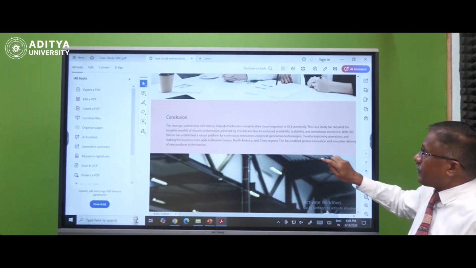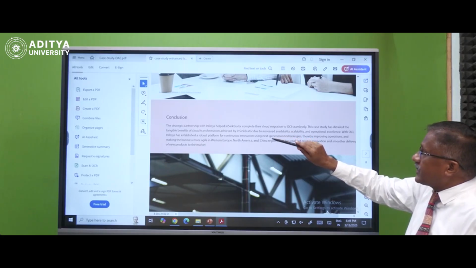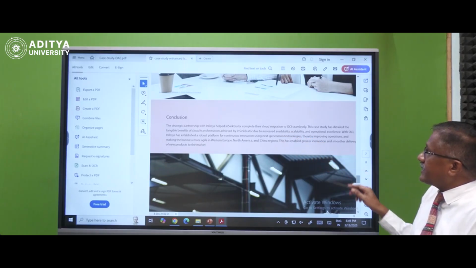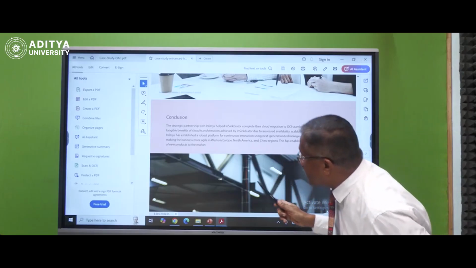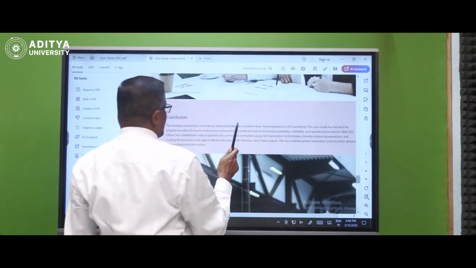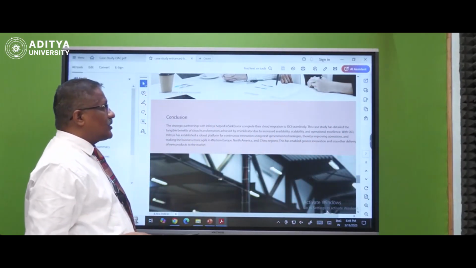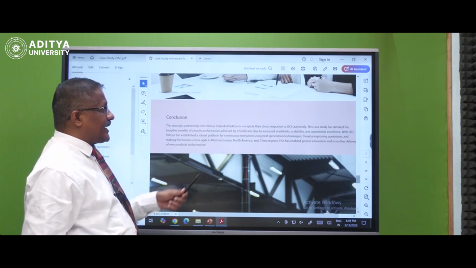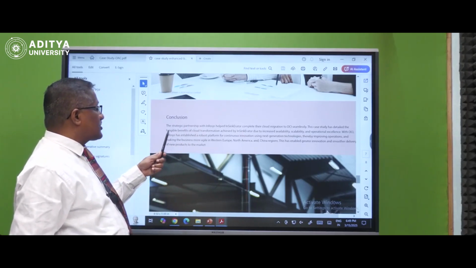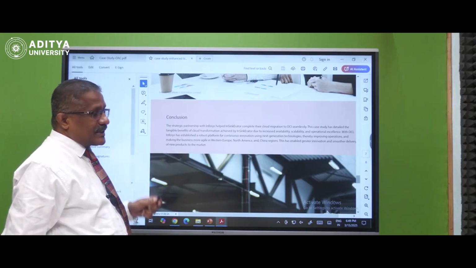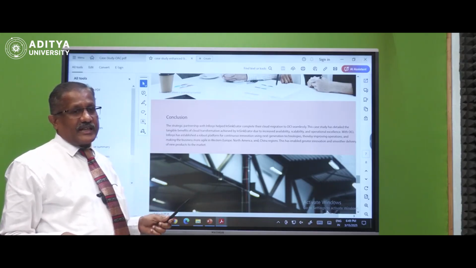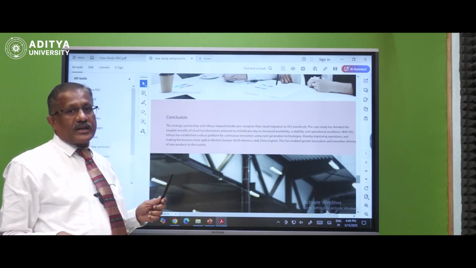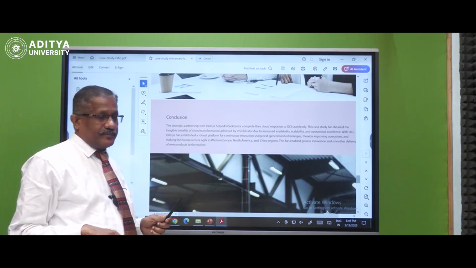Conclusion: the partnership between Infosys and InSinkErator completed their cloud migration to OCI seamlessly. This case study detailed the tangible benefits of cloud transformation, and the objectives of scalability and operational expenses were all achieved without any problem. That is a big success, and that is one type of case study we have discussed, so that we can understand how Oracle infrastructure plays a very important role.